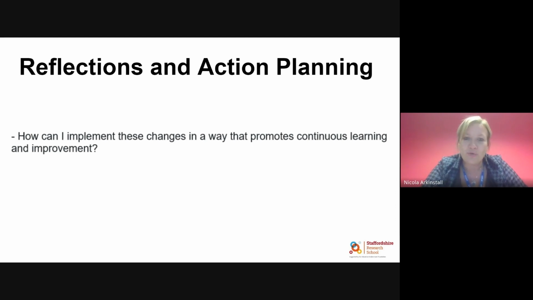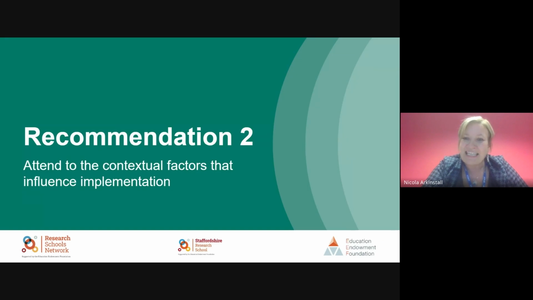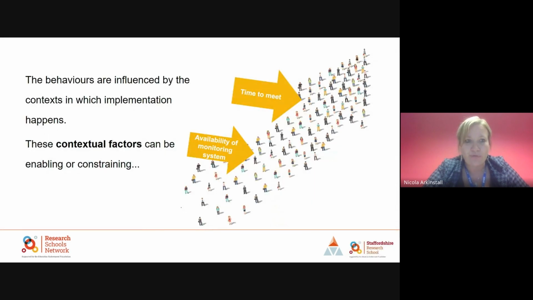So I'm going to be just talking about recommendation 2, which is about the contextual factors that influence implementation when we're thinking about what, and I hope that you've all got something in your head at the moment, following Nikki's recommendation, about something that you're implementing. And this is about reflecting on whether you are implementing it, taking those behaviours into account. So the contextual factors, in the same way that the behaviours are broken down into 3, the contextual factors also are broken down into 3.